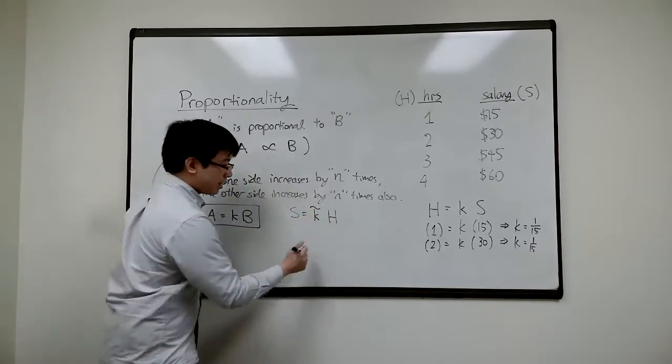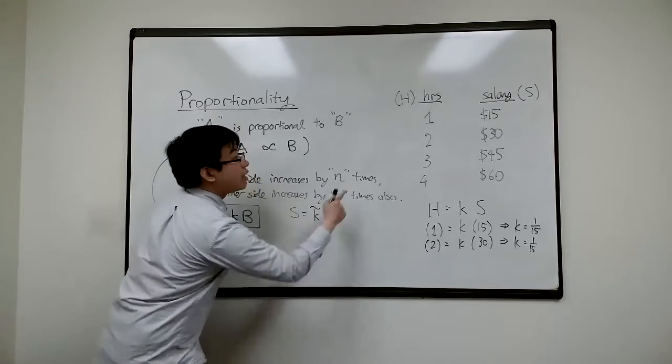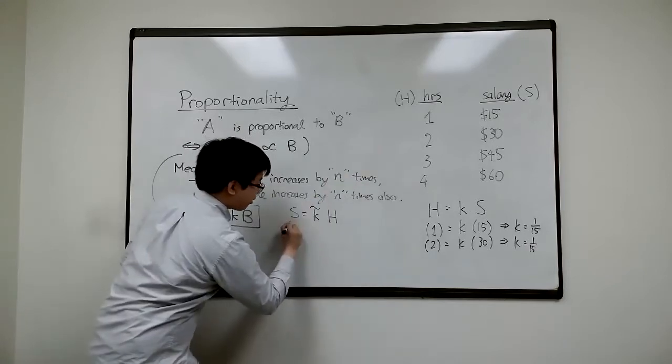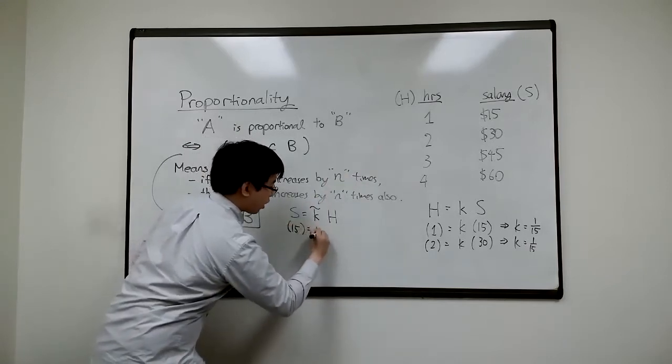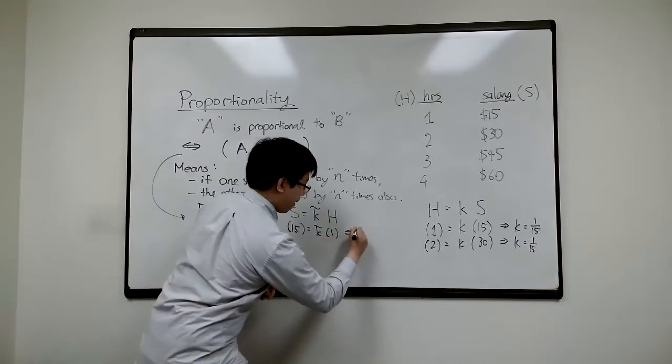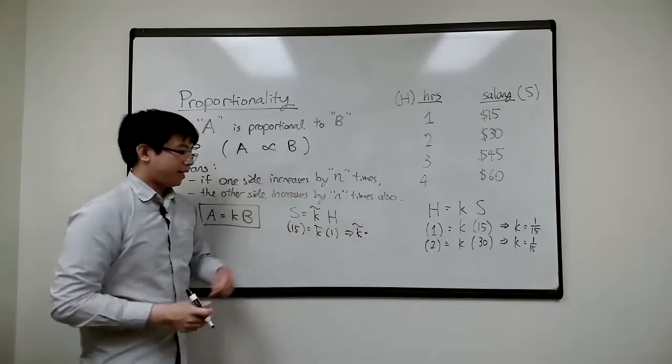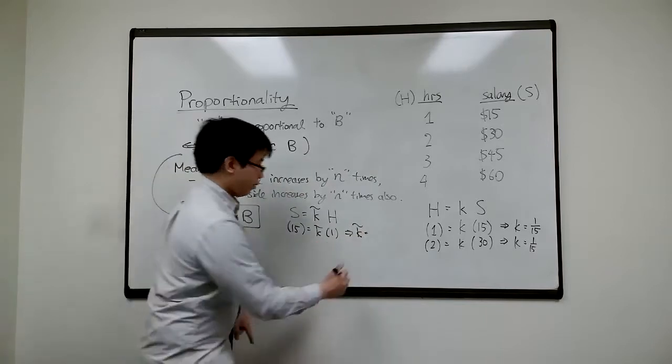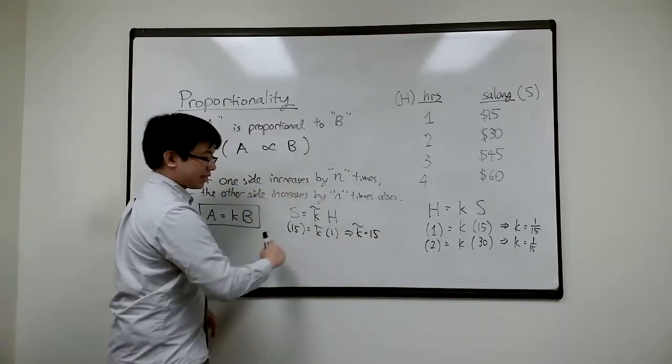Let's see what happens. So they would go like, oh, my salary is 15 when I work 1 hour. So let me solve this. What does this K squiggly mean? Well, the K squiggly will equal 15, right? To make this equation work.